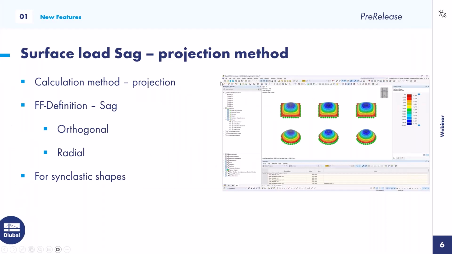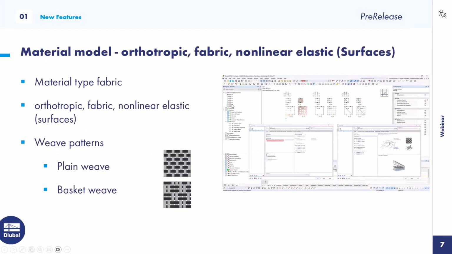So let's go on with the last feature for today. It's also still in the pre-release mode. It's a new material model we are going to introduce to you. It's the orthotropic fabric nonlinear elastic surface material model. So it's available for materials of the type fabric. Due to the fact that it's nonlinear, I think it's going to require a nonlinear add-on later on, of course. And it offers you the orthotropic nonlinear elastic behavior of your membrane material.